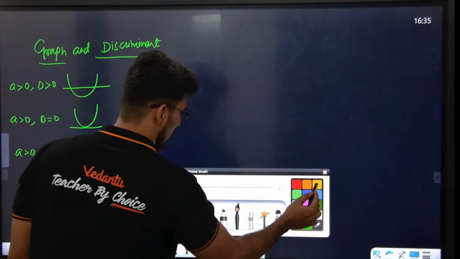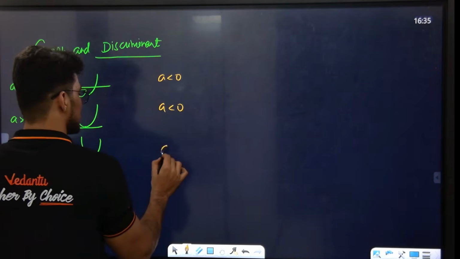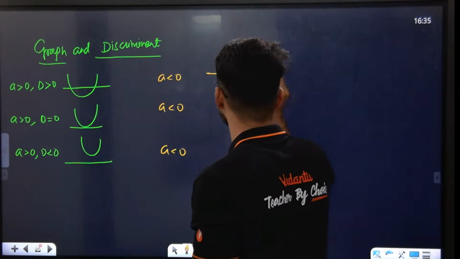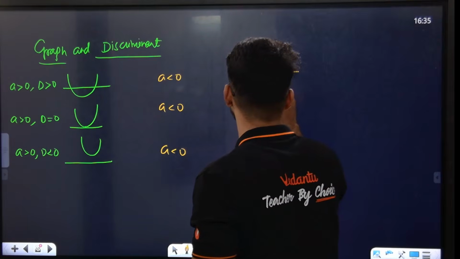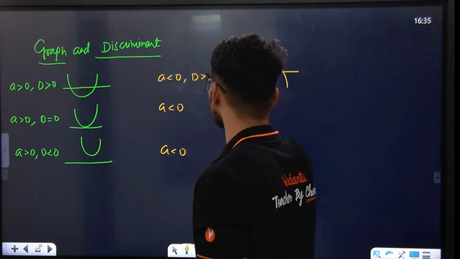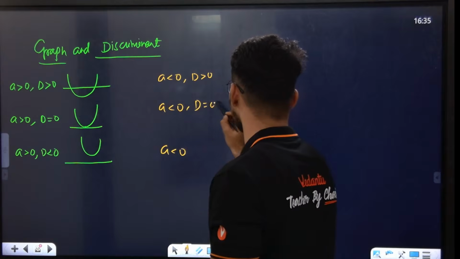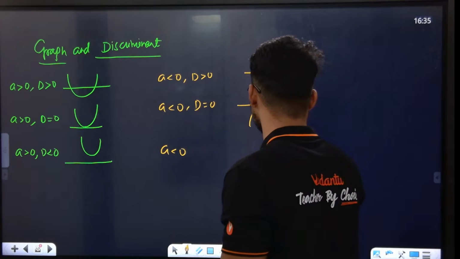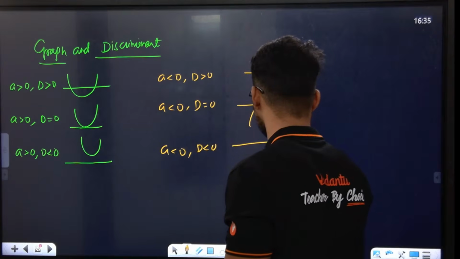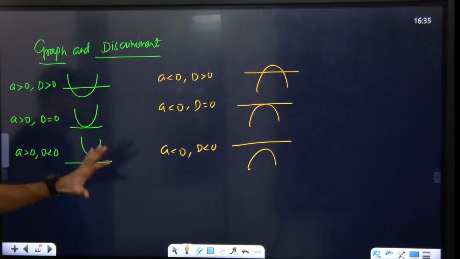Now A lesser than 0, which means the graph will be downward. Okay, A lesser than 0, then what is D basically? D again positive. Now D is equal to 0 in a downward graph, touching exactly at one point. Now D lesser than 0, then tell me what? This is how it looks. Are you getting the point? So these are the varieties.